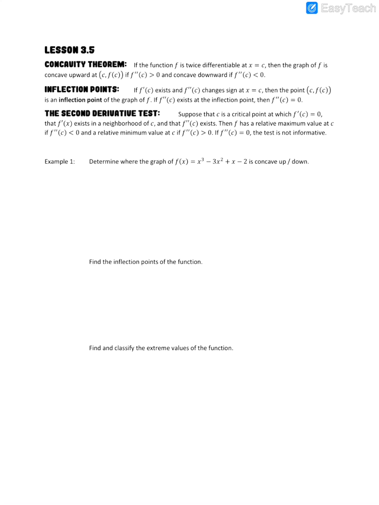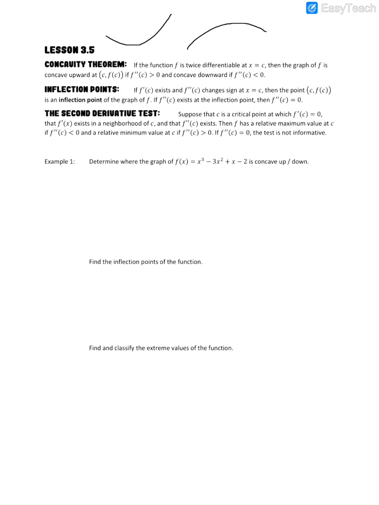All right, so today we are going to talk about concavity, inflection points, and the second derivative test. And then we're going to practice some curve sketching using all of these skills put together with the stuff from 3.1 through 3.4. Okay, so first let's talk about concavity. Concavity means which way the function is curving. So if you have concave up, it looks like that. If you have concave down, it looks like that.